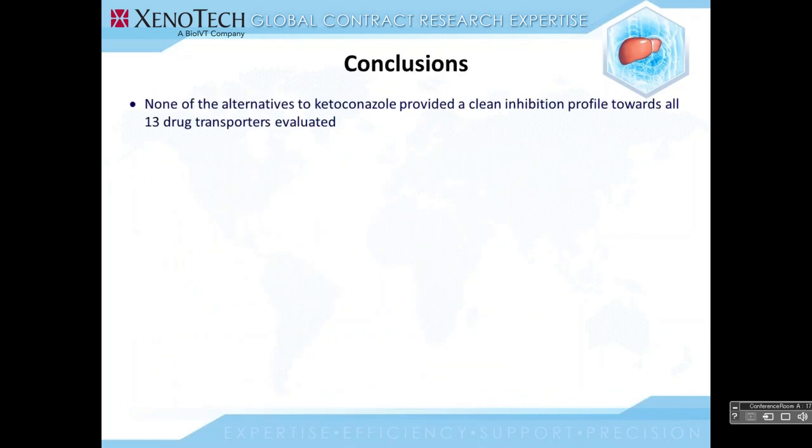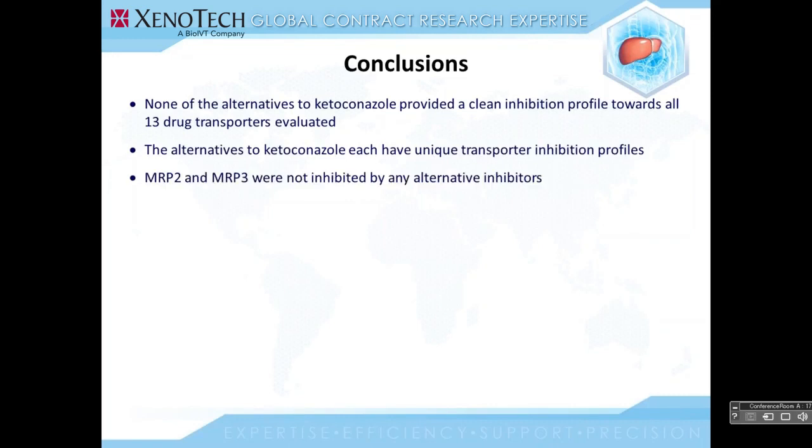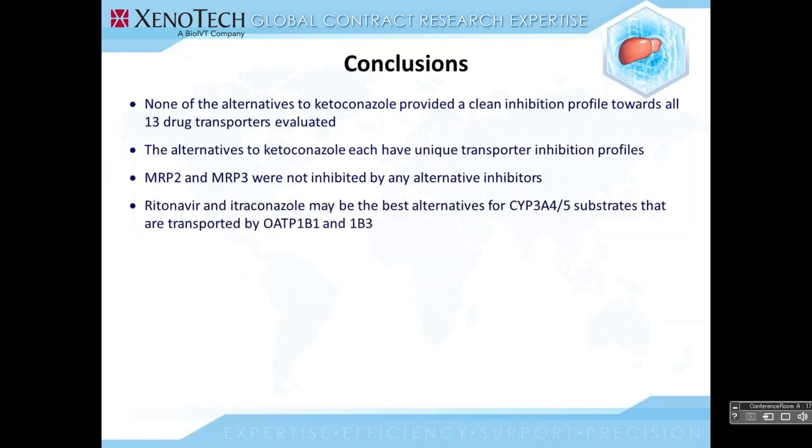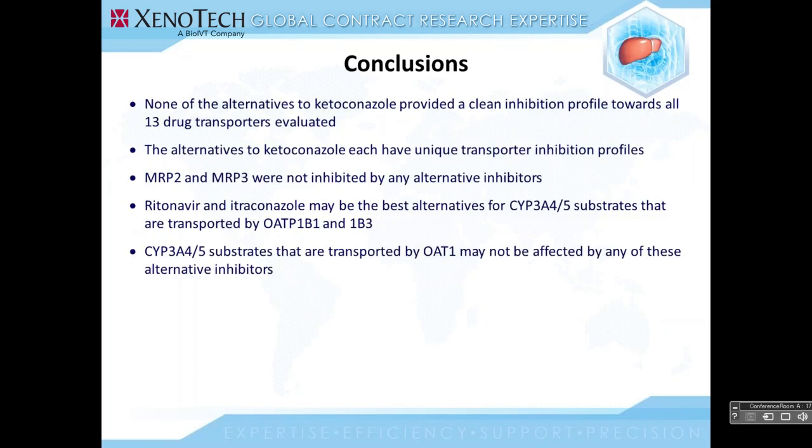In conclusion, we can say that none of the alternatives to ketoconazole provided a clean inhibition profile towards all 13 drug transporters that we evaluated. So the alternatives to ketoconazole each have a unique drug transport inhibition profile. We saw that neither MRP2 or MRP3 were inhibited by any of the alternative compounds we tested. We saw that ritonavir and itraconazole may be the best alternatives for CYP3A substrates that are transported by 1B1 and 1B3, as these were not predicted to have a clinically relevant interaction between them. We also saw that CYP3A substrates that are transported by OAT1 may not be affected by any of these alternative inhibitors. None of the values were greater than 0.1 for this transporter.